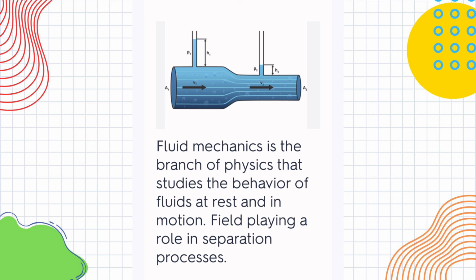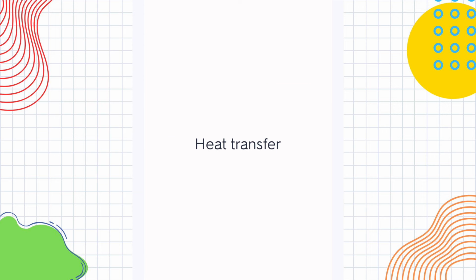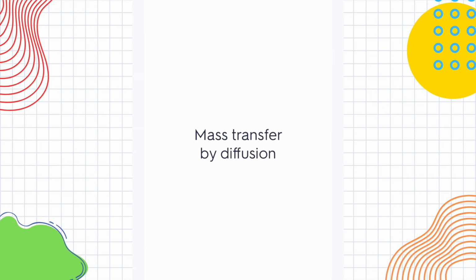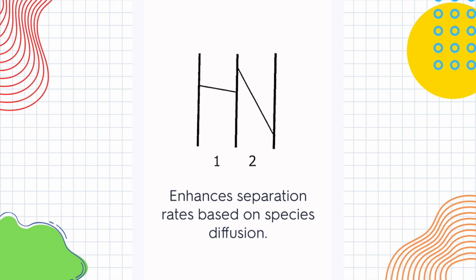Fluid mechanics. Fluid mechanics is the branch of physics that studies the behavior of fluids at rest and in motion. Field playing a role in separation processes. Heat transfer. Involved in phase change and temperature control in separations. Mass transfer by diffusion. Enhances separation rates based on species diffusion.